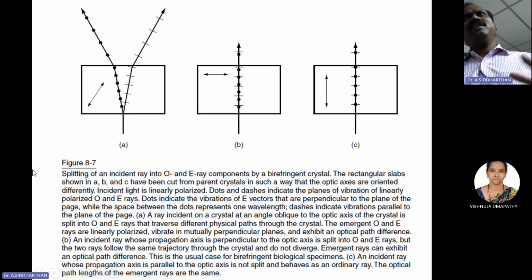And that will not happen in any arbitrary direction. It has to be at a particular inclination to the optic axis. This is the direction of the optic axis. At a certain inclination, if the light is sent, it divides itself into two light rays. One path is the ordinary ray, and the other is another vibrating path.